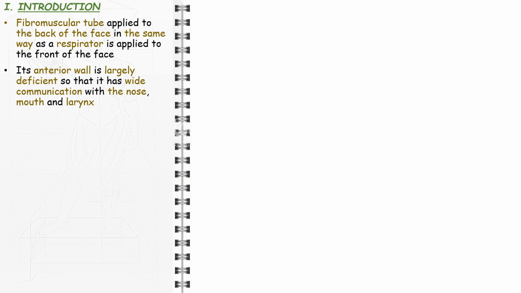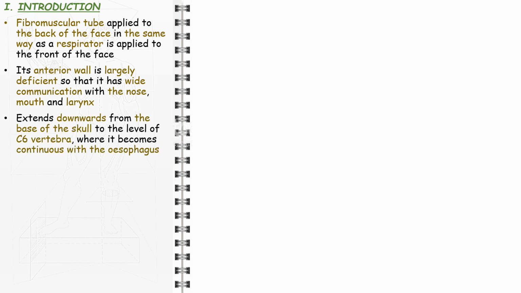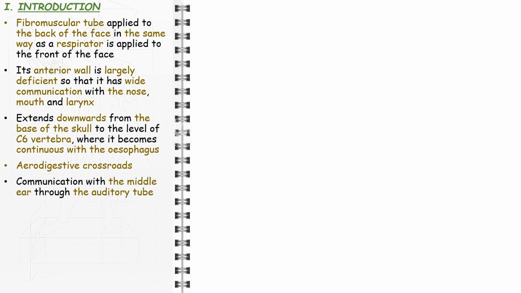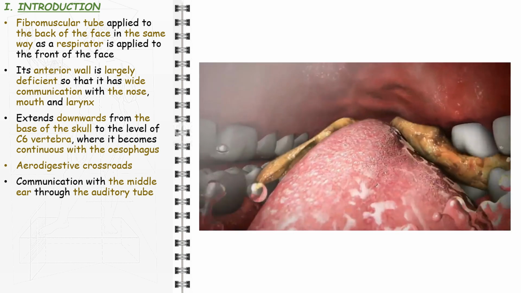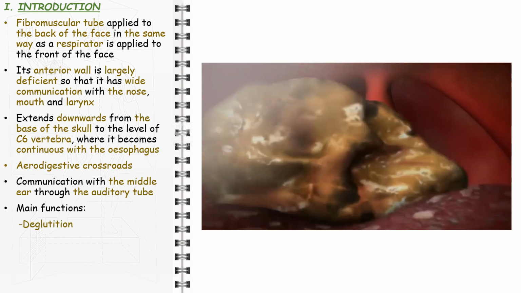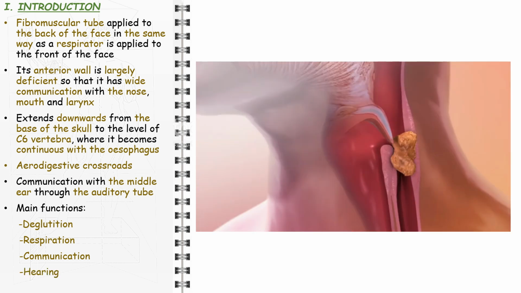The pharynx extends downwards from the base of the skull to the level of C6 vertebra, where it becomes continuous with the esophagus. It is an aerodigestive crossroads and communicates with the middle ear through the auditory tube. The pharynx is responsible for 4 main functions: deglutition, respiration, communication and hearing.